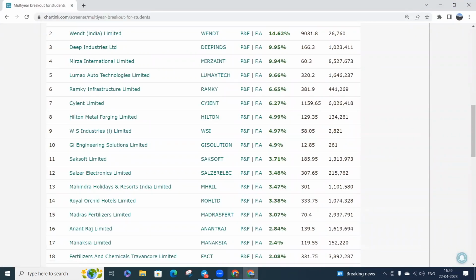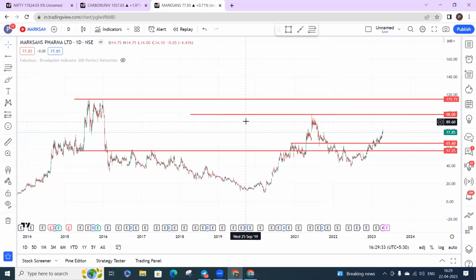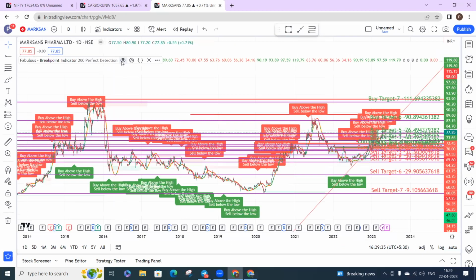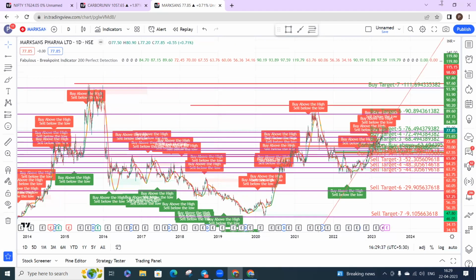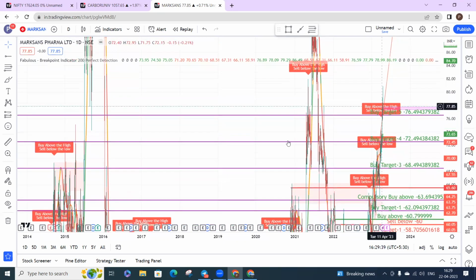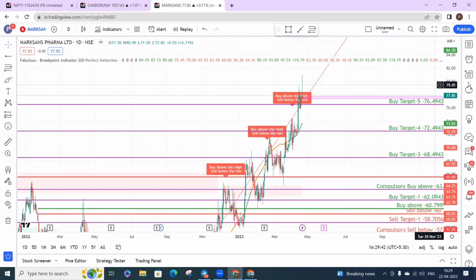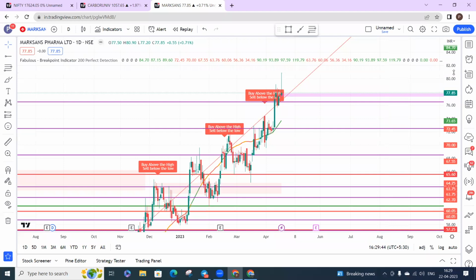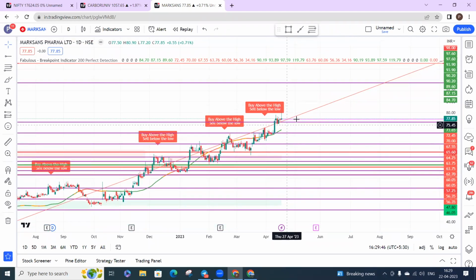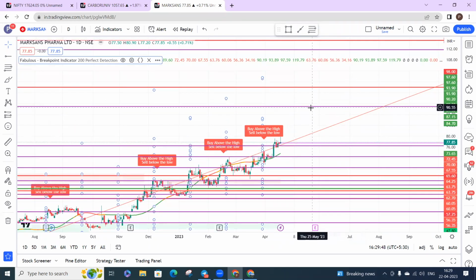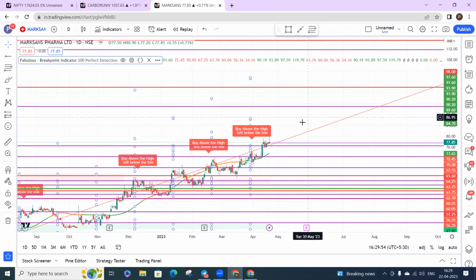Let's say we didn't see anything with our Fabulous indicator here. What is the Fabulous indicator telling? It is also telling a compulsory buy, and it's on the target 5 level. So when it's at the target 5 level, what is the target? It is giving 90. What is our target? 93. So you can have a reference point.